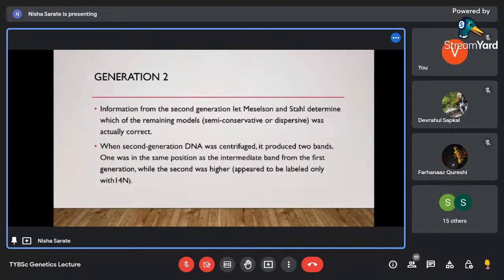Generation 2. Information from the second generation let Meselson and Stahl determine which of the remaining models, semi-conservative or dispersive, was actually correct. When second generation DNA was centrifuged, it produced two bands. One was in the same position as the intermediate band from the first generation, while the second was higher and appeared to be labeled only with N14.